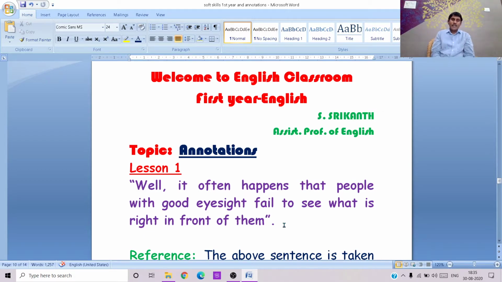So anyway, we'll begin. The first sentence given is from the first lesson, of course. "Well, it often happens that people with good eyesight fail to see what is right in front of them." Do you understand? Do you get an idea from which lesson or story it is taken?